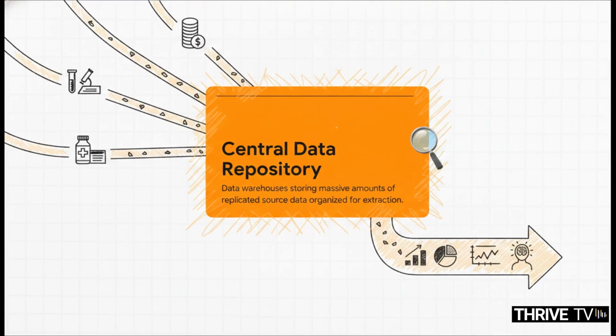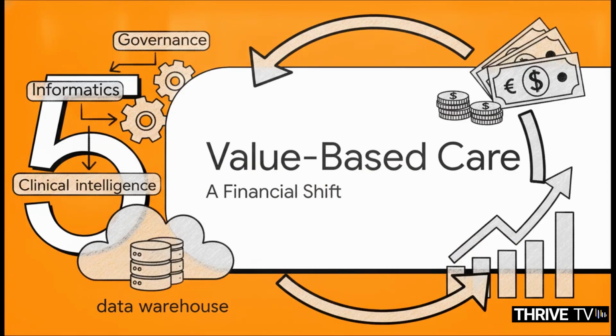So, where does all this data live? To make clinical intelligence a reality, hospitals use central data repositories, or CDRs. You'll also hear them called data warehouses. Think of a CDR as a massive storage unit. It pulls replicated information from dozens of isolated systems, the pharmacy, the lab, the billing department, and dumps it all into one integrated location. This means analysts can finally extract the data and see the complete story of a patient's journey.